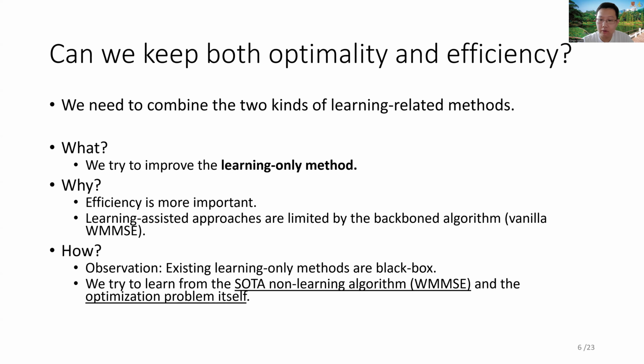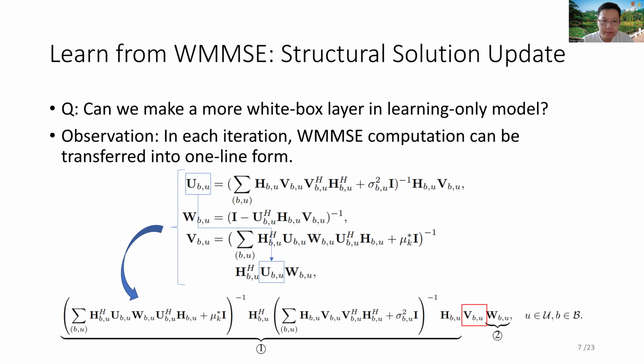We find that the existing learning-only methods are all black box models. We cannot analyze their failures on the MIMO problem. And then we try to learn from the sorted non-learning algorithm, typically WMMSE, and the optimization problem itself to make it a little bit more explicit. We first propose a structural solution update method by learning from WMMSE.